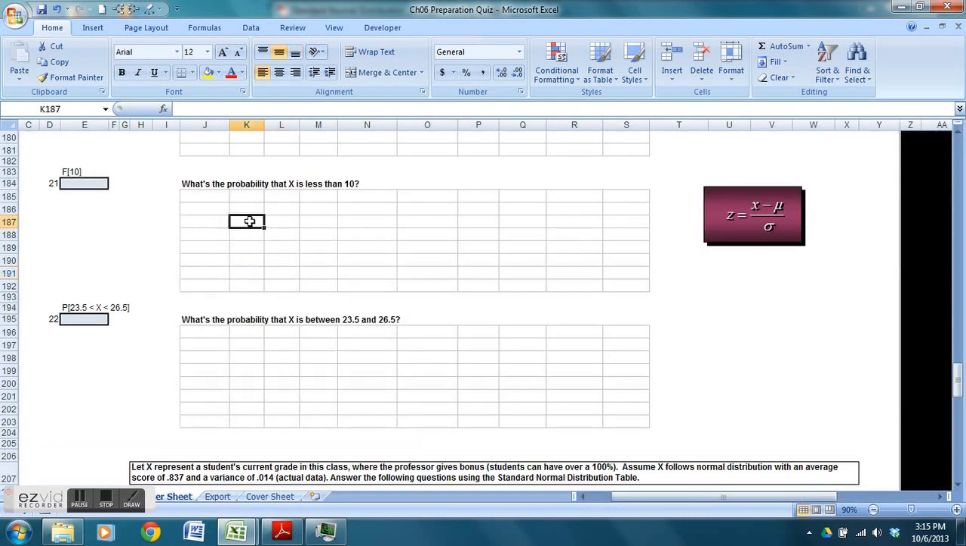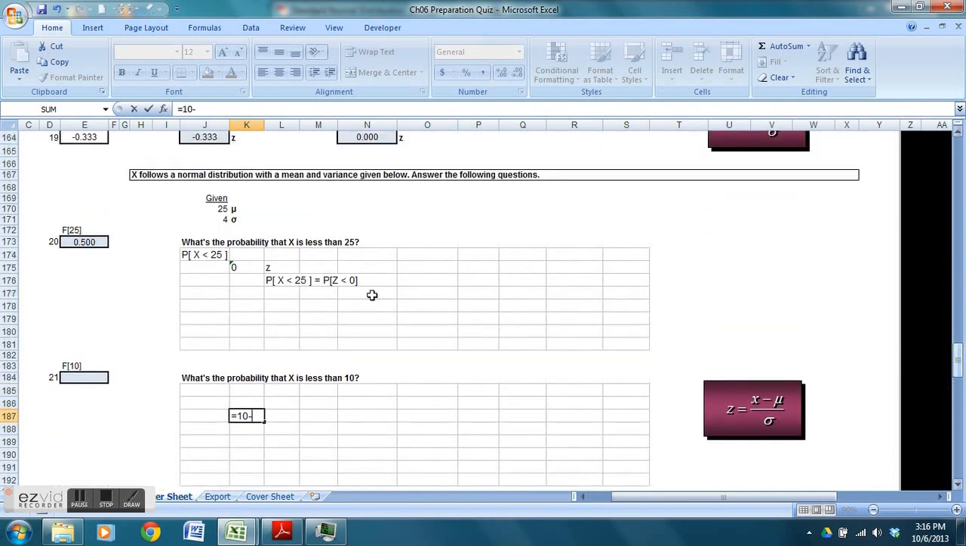I drew it, so let's find the z-score. Next up is find the z-score. So z is going to be 10 minus the mean, right here, in parentheses. Divide that by the standard deviation.